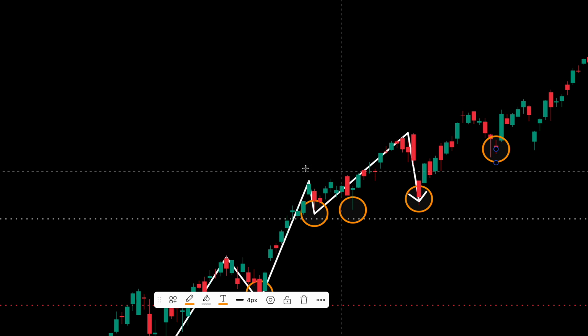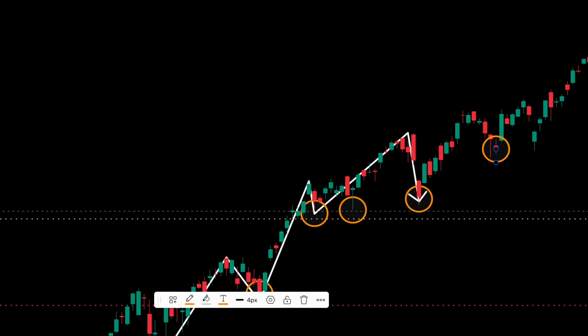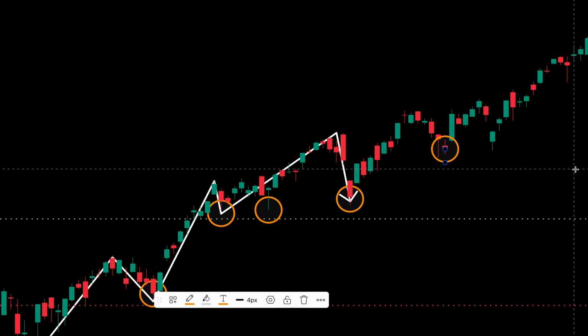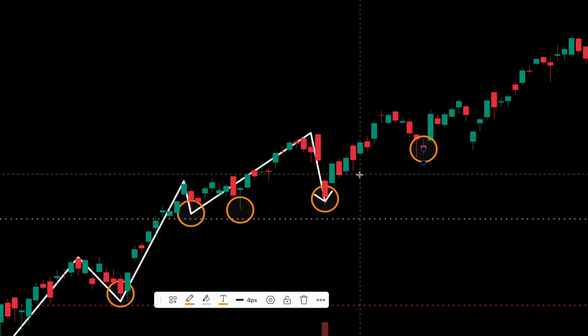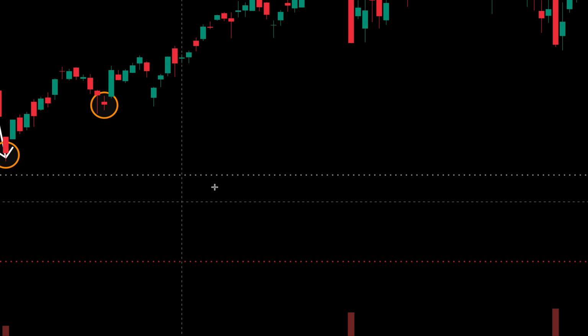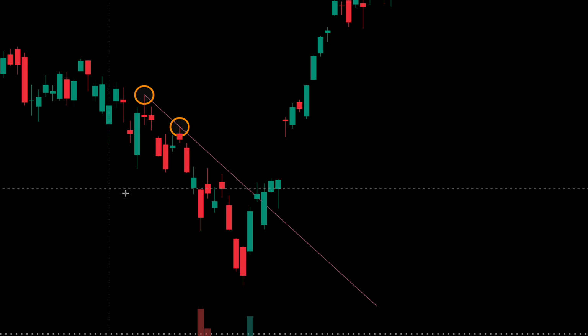You don't want to enter at the top. You don't want to enter in the middle. You can enter in the middle as long as it makes sense. You don't want to enter higher, closer to the top. Okay? You don't want to enter closer to the top. All right. So now let's go back to this one.